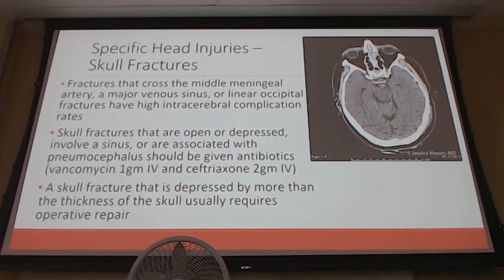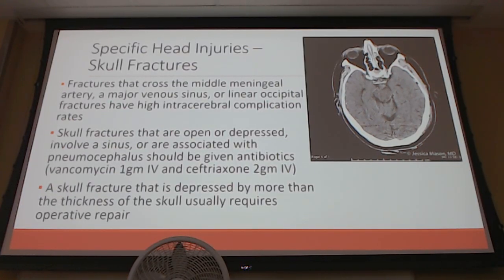All right, so another consideration is going to be skull fractures. Really what we're looking at is where the location is and what sort of vasculature might be below. We also want to know whether it's an open fracture, or whether it's depressed. If it involves a sinus, then we need to look at using some sort of antibiotic prophylaxis because we can get air in there, and we want to prevent any sort of secondary infection that can worsen their outcome.